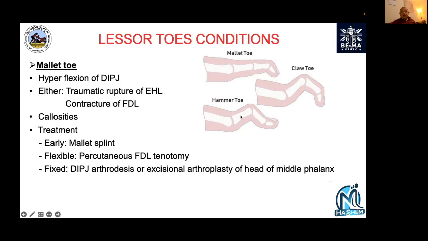Flexor tendon, because the MTP has extended, the flexor tendon will be shortened, so it will pull on the PIP and cause PIP flexion, and this is how this boutonniere deformity or hammer toe happens. Flexion at the PIP and extension at the DIP.